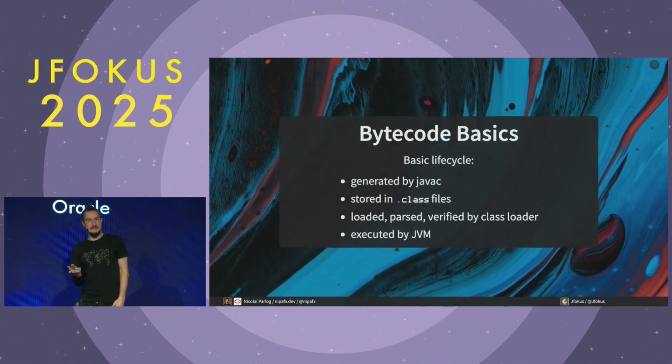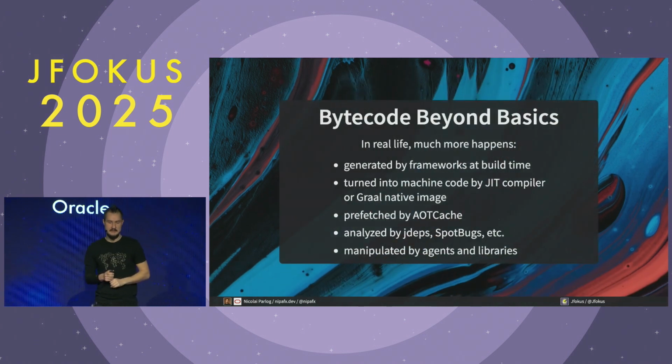And the basic life cycle would be this. Javac reads the source files, creates bytecode, dumps it into a class file, and then the class loader loads it, parses it, verifies it. So I could manually write bytecode or class files and maybe trick the JVM into doing something that it shouldn't, but I can't because the class loader makes sure of that. And then in the end, the JVM will execute it. Those are the basics. But Java's reality, once again, is a very dynamic runtime system. It's much more complicated than that.